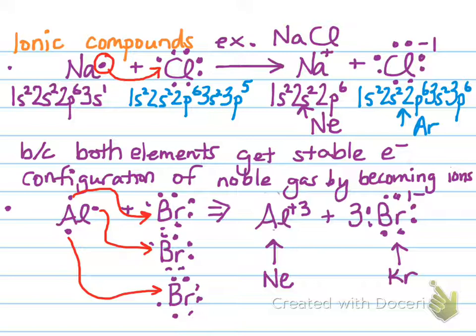Okay, so sometimes that means that this compound would be written AlBr3 because I need 3 bromines to take those 3 electrons that aluminum has in its valence shell or its highest occupied energy level.